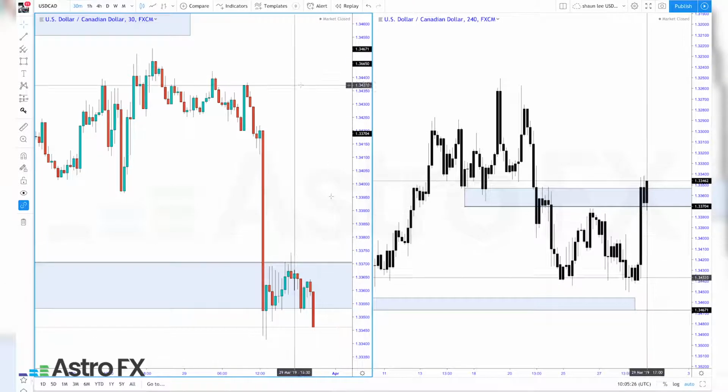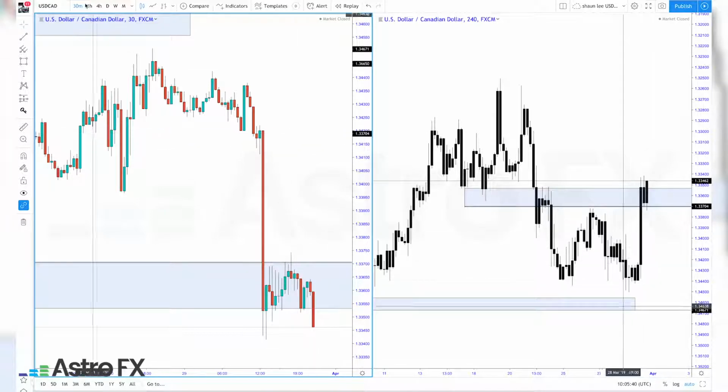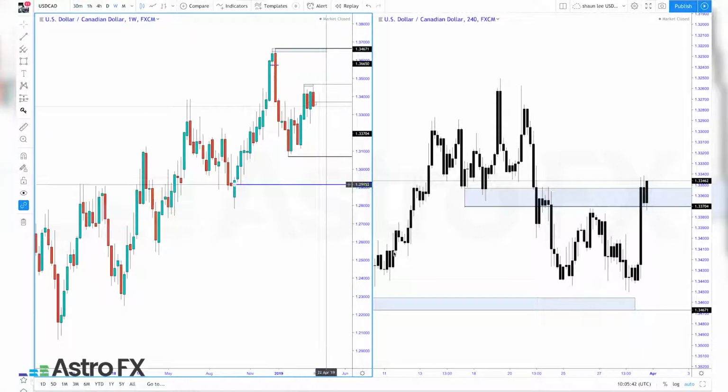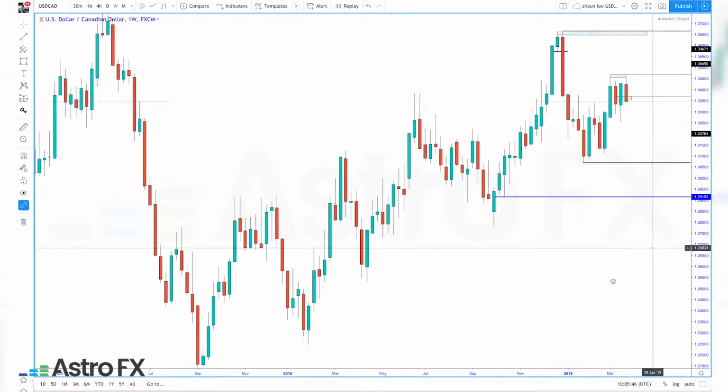Moving over to dollar CAD, I'll split this video up into two. One second, just make some notes. Alright, so dollar CAD. I was looking at this pair in the light of bullish movement coming through.